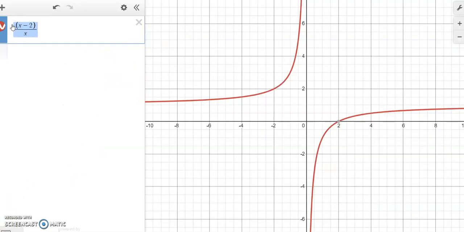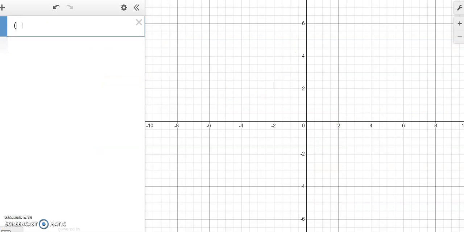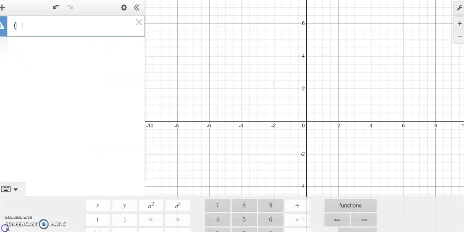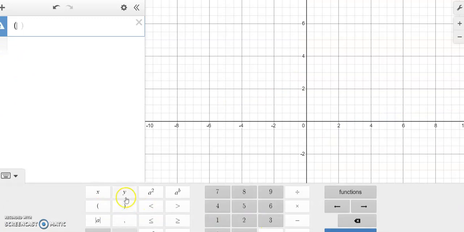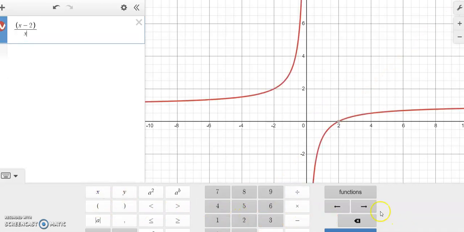All I did was start typing parenthesis, clear it out, parenthesis, or again, you can use this keypad down here, parenthesis, and then x minus 2, close parenthesis, and then divided by x. And there it is. So you know where it should be.